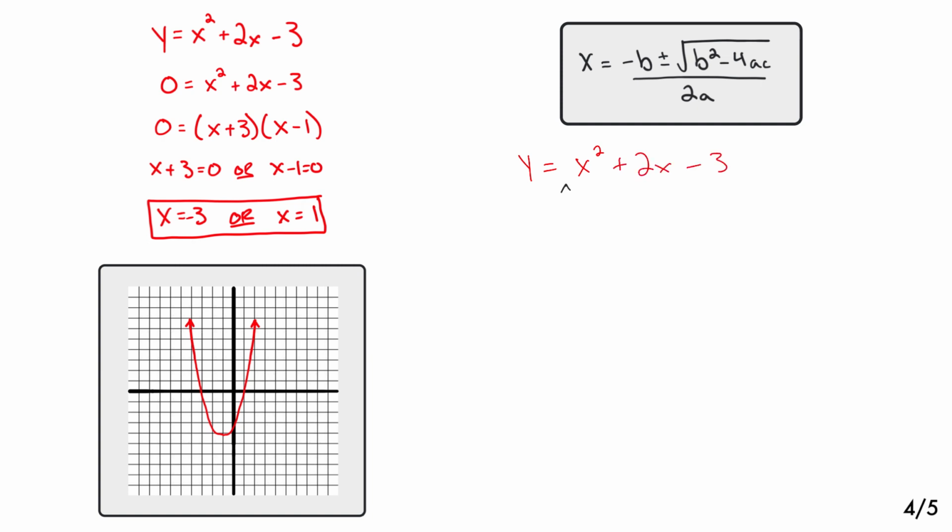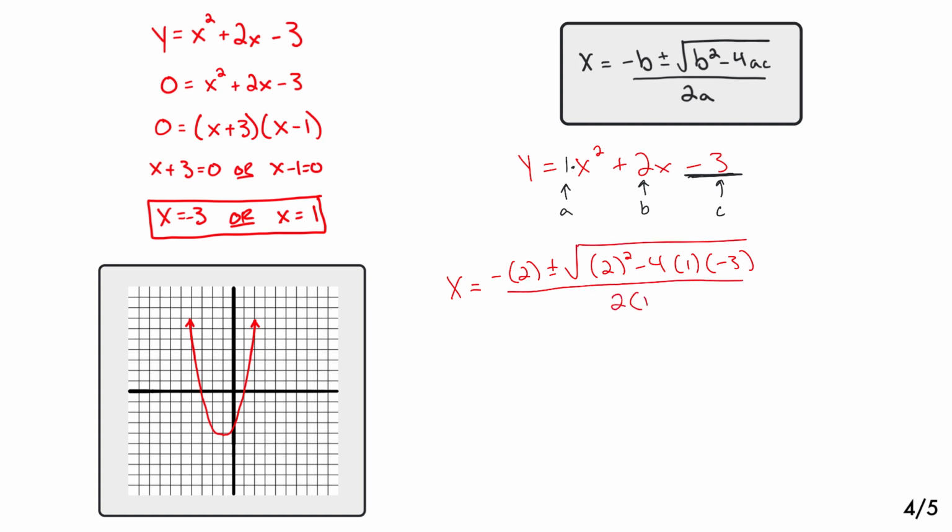Your a value is the number in front of the x squared, which in this case is a 1. We just don't write it. The b value is the number next to the x. The c value is the number at the very end with no variables. It includes the negative with it. So therefore, our formula is going to give us x is equal to negative b plus or minus the square root of b squared minus 4 times a times c, all divided by 2 times my a value.